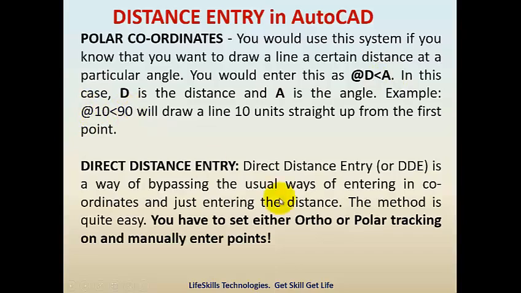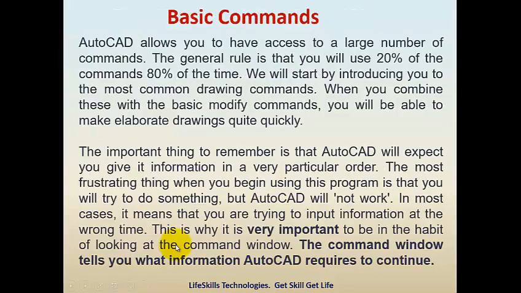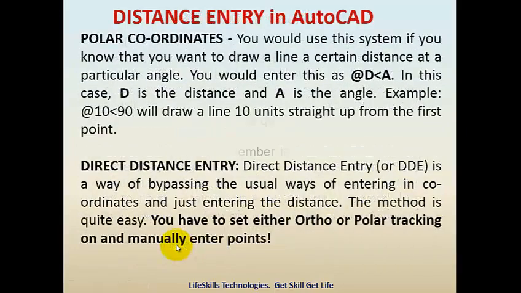You've already seen that. Then direct distance entry is a way of bypassing the usual ways of entering in the coordinate, and you just enter the distance. So direct distance entry will save you some headache if you still have problem with coordinate. The method is quite easy, but you have to set either auto or polar tracking on and manually enter the points. So that is what we are saying there.